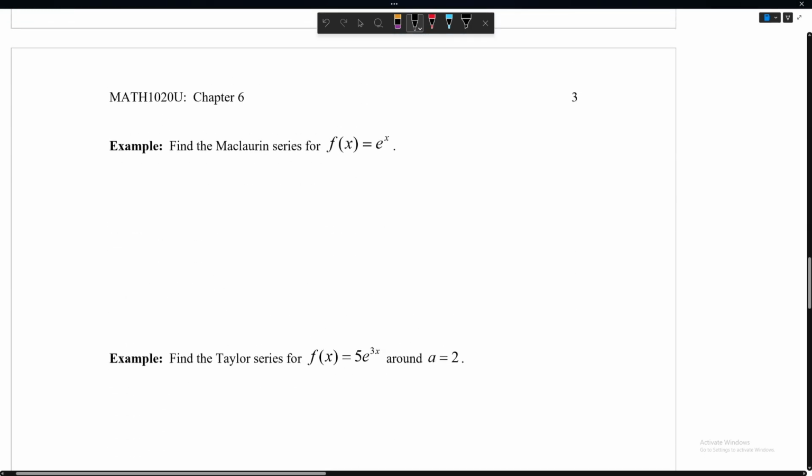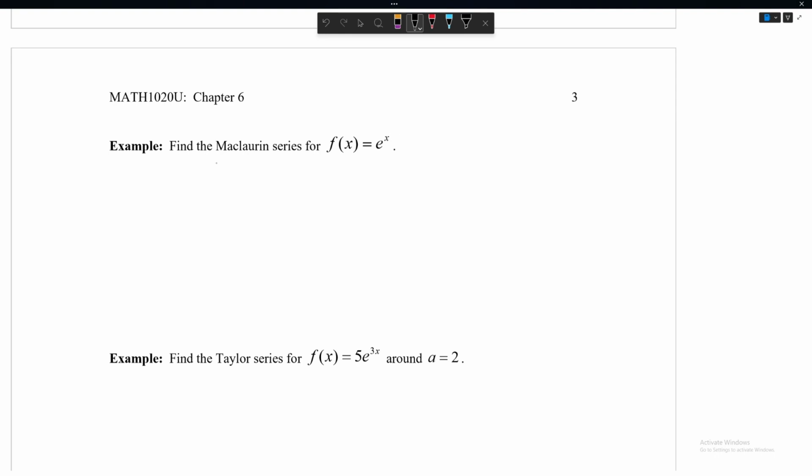Now find the Maclaurin series for f of x equals e to the x. As soon as I say Maclaurin series, you know a equals 0. How can we find it? What you want to do is derive until you see a pattern. As you can see, f of x equals e to the x.